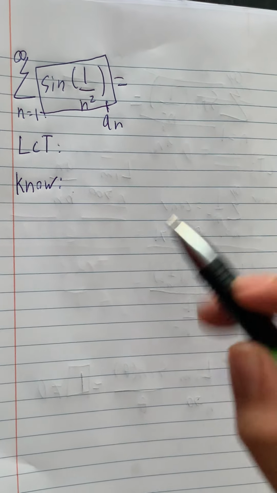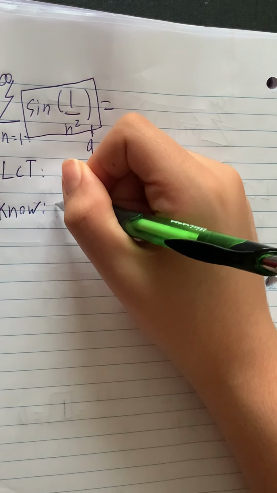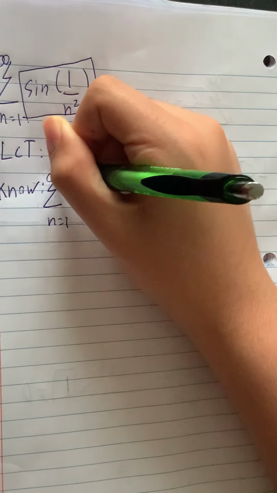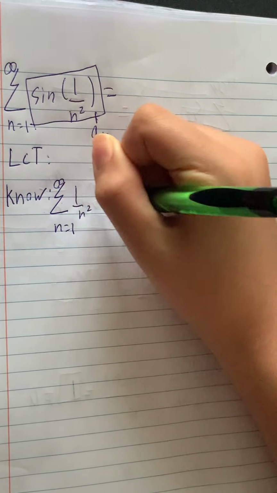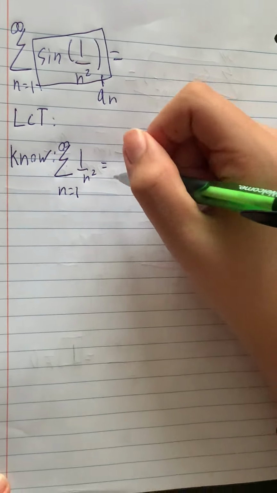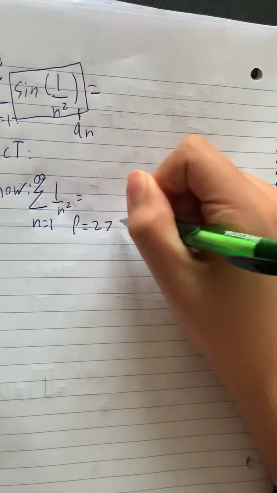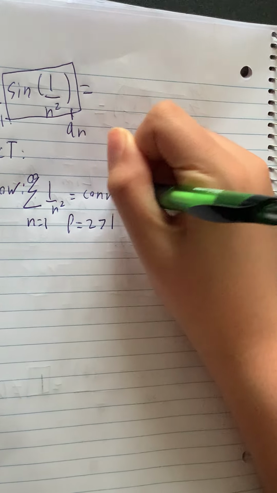And then for our known series, which we know converges or diverges, in this case, I want to choose 1 over n squared. So I take the series from n equals 1 to infinity of 1 over n squared. And we can write that because p is equal to 2, the power is 2, which is greater than 1, this whole thing converges.